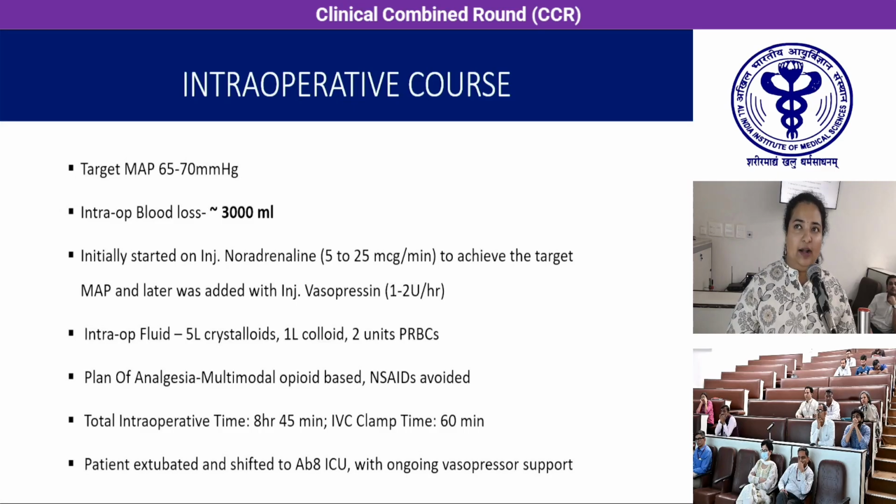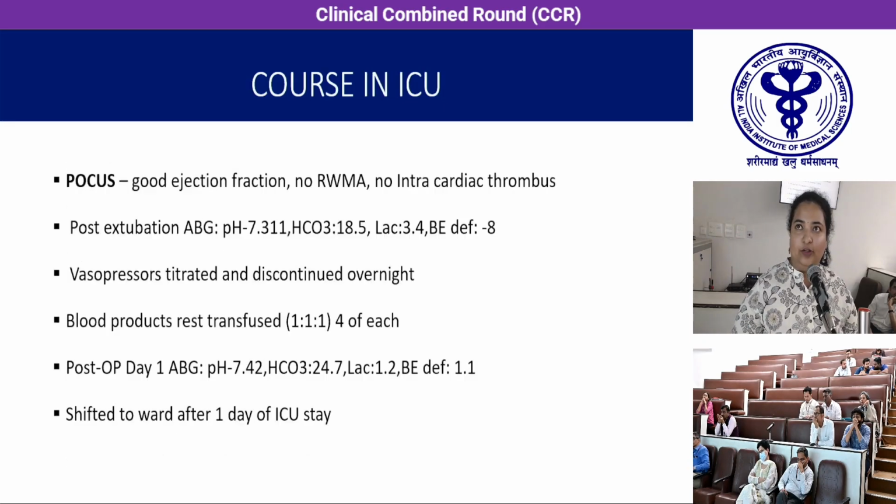The patient also had a requirement of vasopressors. Initially, we gave noradrenaline and later vasopressin was added. The total intraoperative time was around 8 hours and 45 minutes, and IVC clamping was around 60 minutes. As the patient was coming down on the vasopressor support and the intraoperative ABGs were fine, the patient was extubated and later shifted to the ICU for post-operative monitoring.